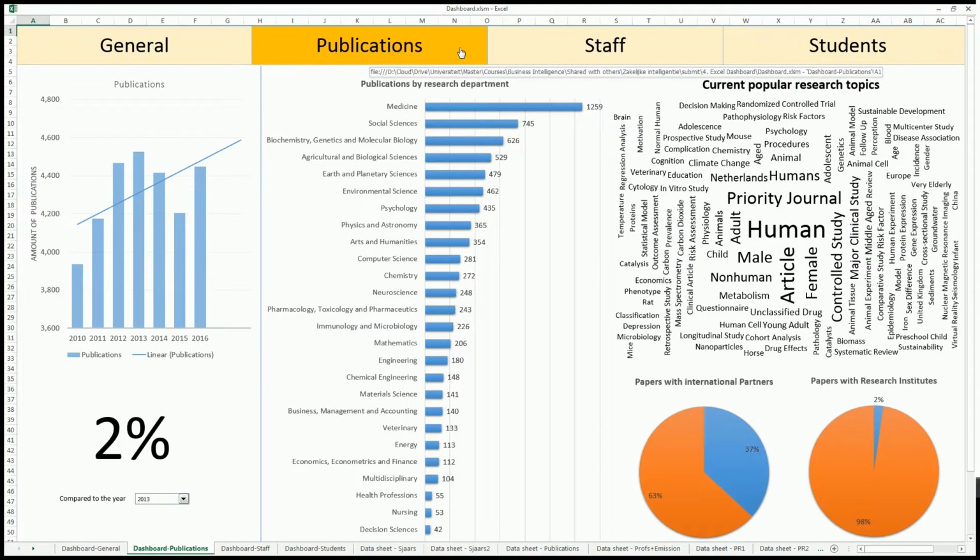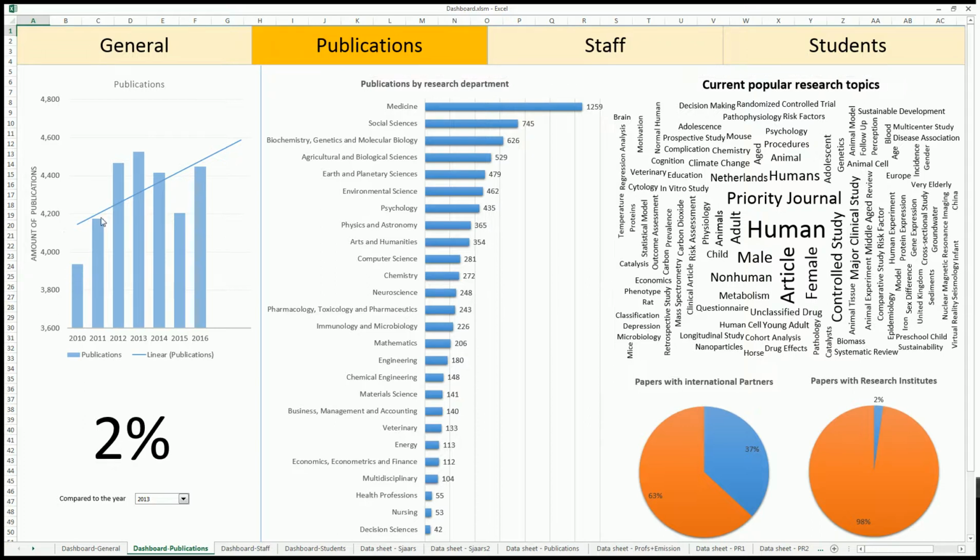Moving on to the publications. The Utrecht University is a knowledge company, so they want to promote this. They want to have more publications each and every year, and the quality of those publications has to increase each and every year.